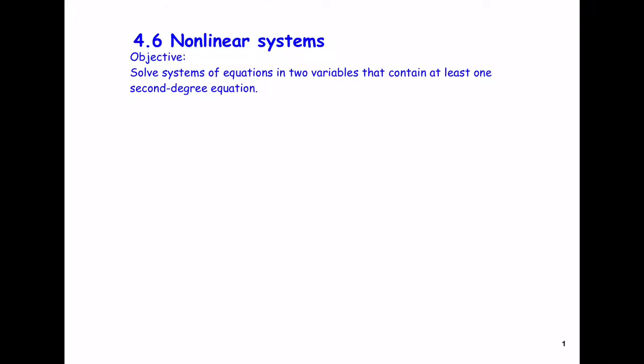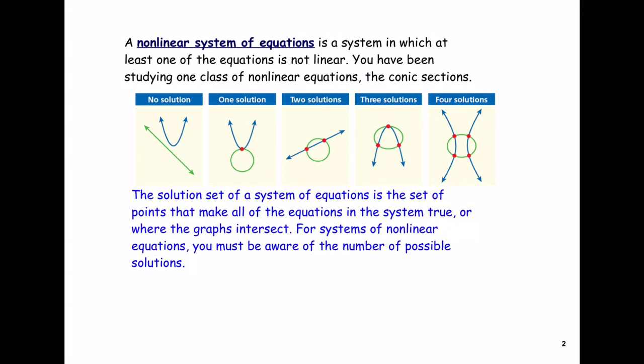4.6 Nonlinear systems. Our objective is to solve systems of equations in two variables that contain at least one second-degree equation. A nonlinear system of equations is a system in which at least one of the equations is not linear, meaning it is not a line. You have been studying one class of nonlinear equations, the conic sections.